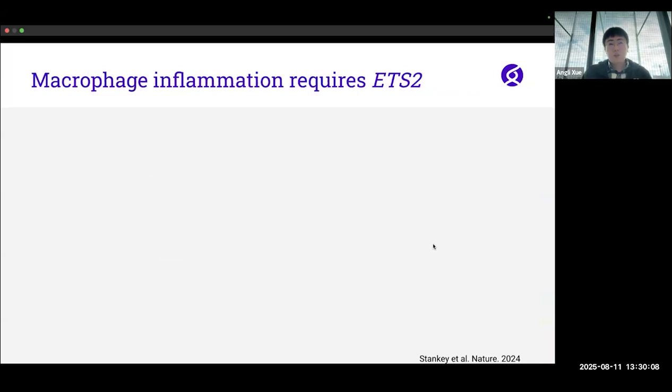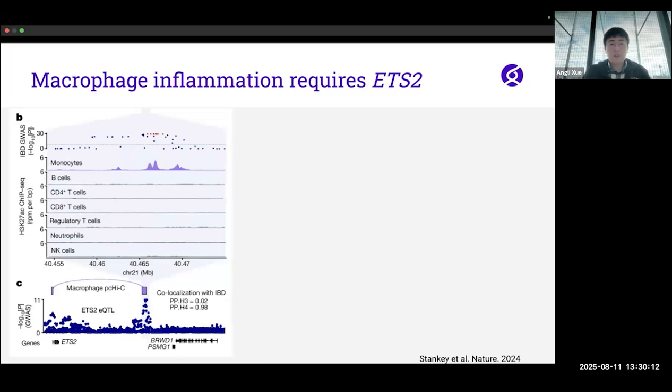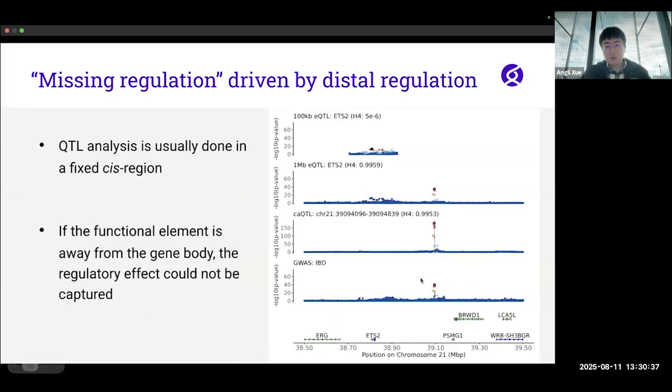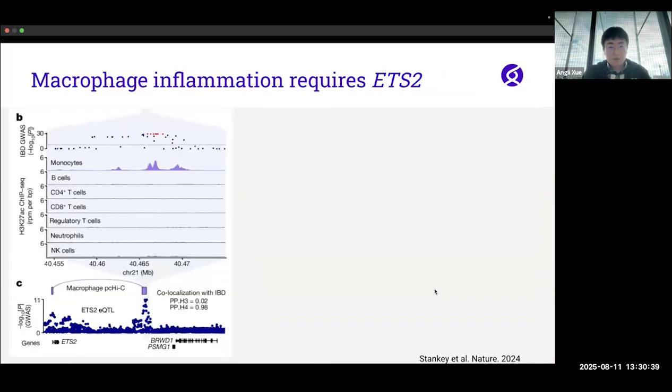So this gene has been reported to be involved in macrophage inflammation. So we want to understand what the function of this gene is. In a study published last year, they processed the ChIP-seq data and found that this is monocyte specific. And if you look at the region, it's located in the intronic region. And they found that in the macrophage, there's a promoter and enhancer interaction. And the most significant peak, if you look back at our results, is in this region.